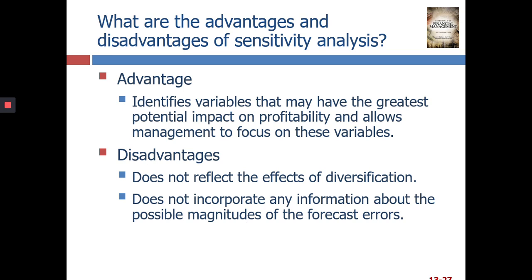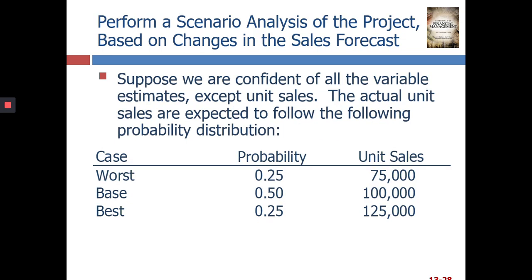Alright, so let's do a scenario analysis. We have three probabilities. One is best, base is like normal, standard, and worst. And these are the probabilities: 25% chance, 50% chance, again 25% chance. So if worst case, you only sell 75,000. If normal, you sell 100,000. If best, you can sell 125,000.